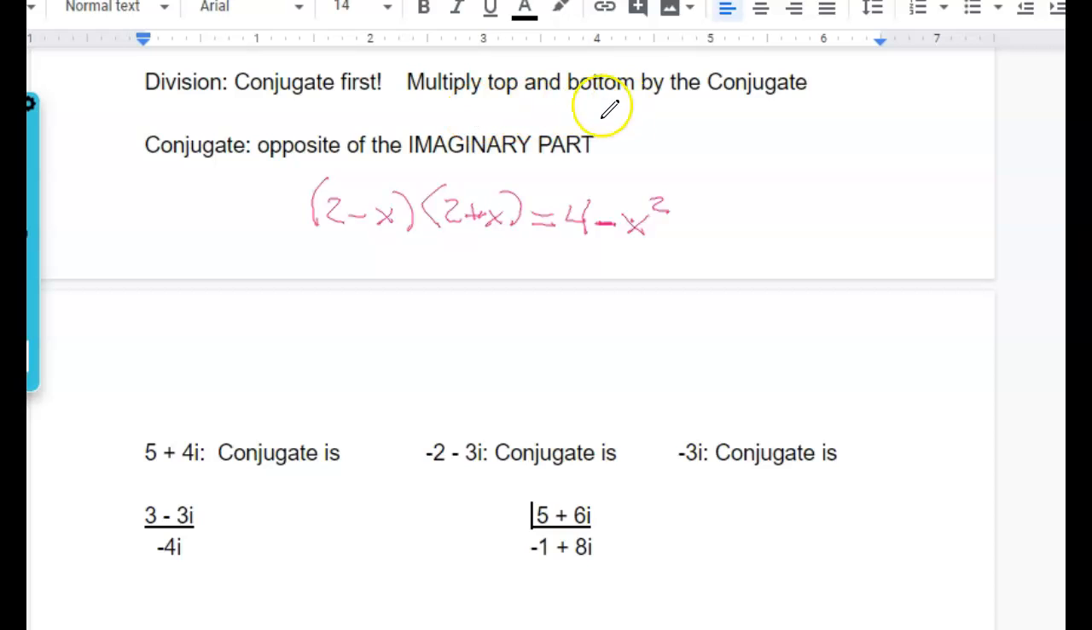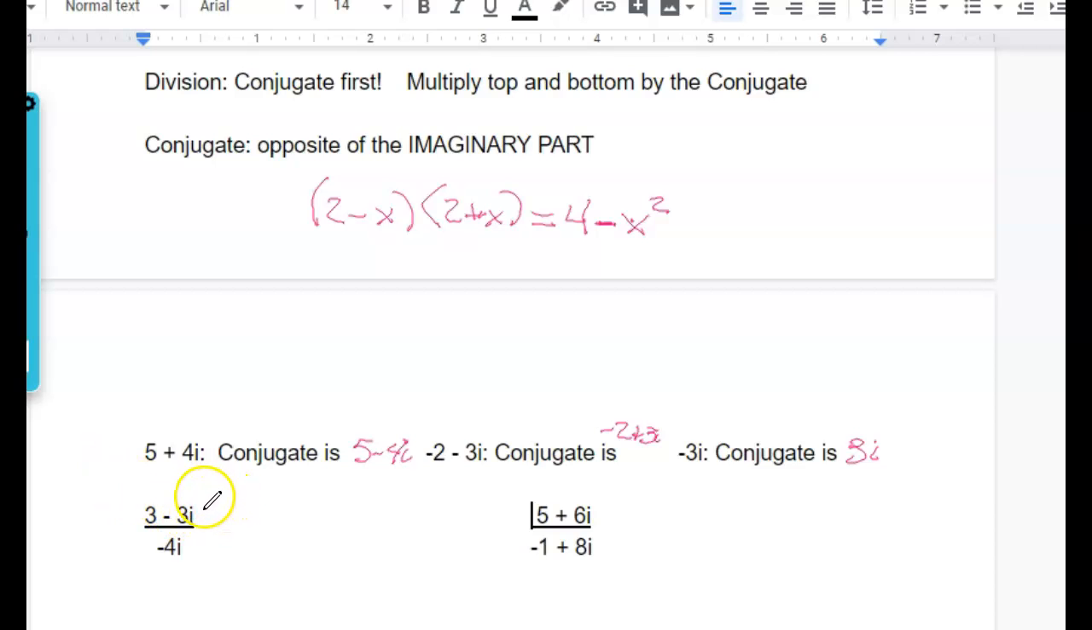So when you're talking about the conjugate, it's the opposite of the imaginary part. The constant has nothing to do with it. As a couple of examples, 5 plus 4i, the conjugate is 5 minus 4i. Negative 2 minus 3i, I don't care that this is negative, it's just that imaginary part that I'm looking at. So the conjugate is negative 2 plus 3i. If there is no constant in there, it's just an imaginary, it still has a conjugate. And negative 3i's conjugate is positive 3i. I apologize for squishing this together, but I'm trying to get it all in one little screen.